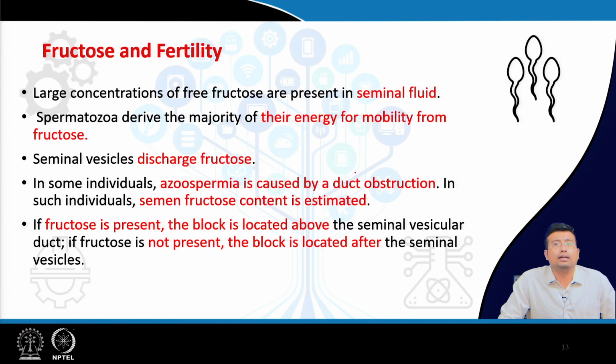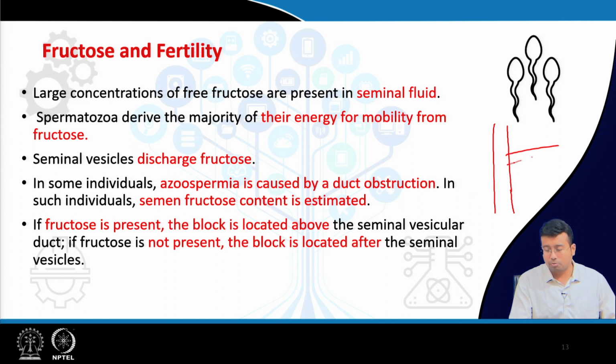Now, something regarding fructose and infertility or fertility. See, seminal fluid actually has a large concentration of fructose because it is important for survival of sperm. Okay, seminal vesicle discharges fructose. So, what happens if there is some disease, that is azoospermia. Azoospermia is a disease in which there are dead sperm or quality of sperm is hampered. It is a disorder of males and a major cause of infertility, right.